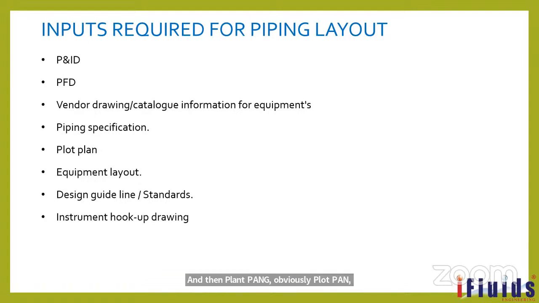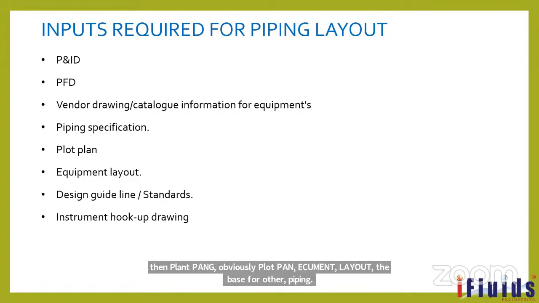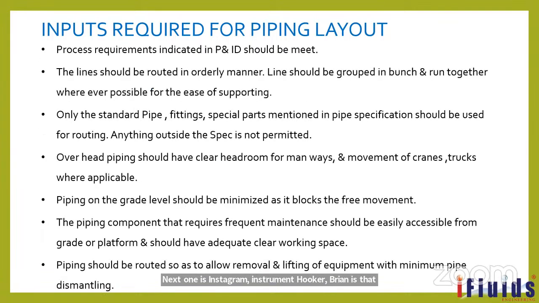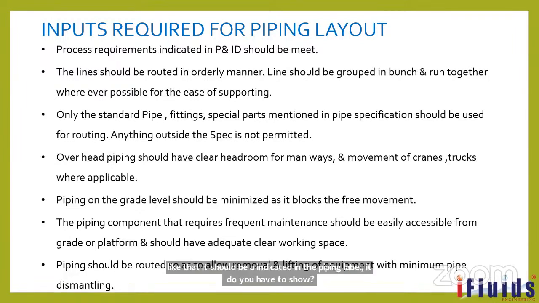Next one is the instrument hookup drawing, that is also required. It's a continuation only. Process requirements indicated in the P&ID should be met, because in the P&ID it is shown from one vessel to another vessel, and the same should be indicated in the piping layout. So we have to cross-check with the P&ID while making the piping layout.